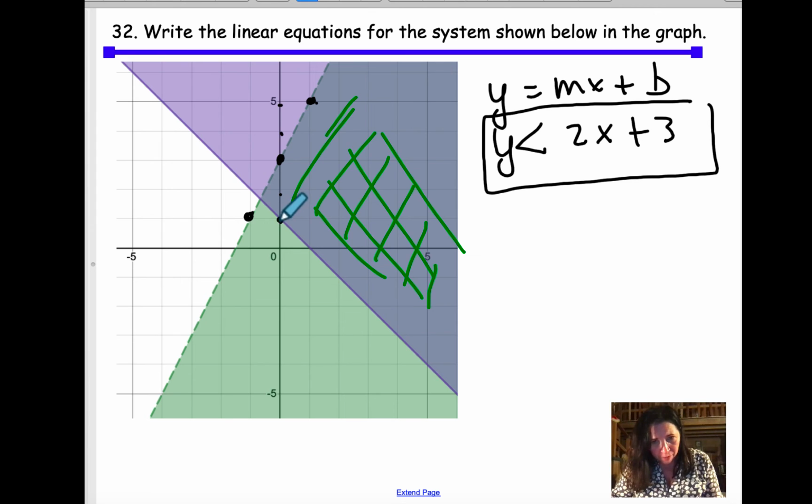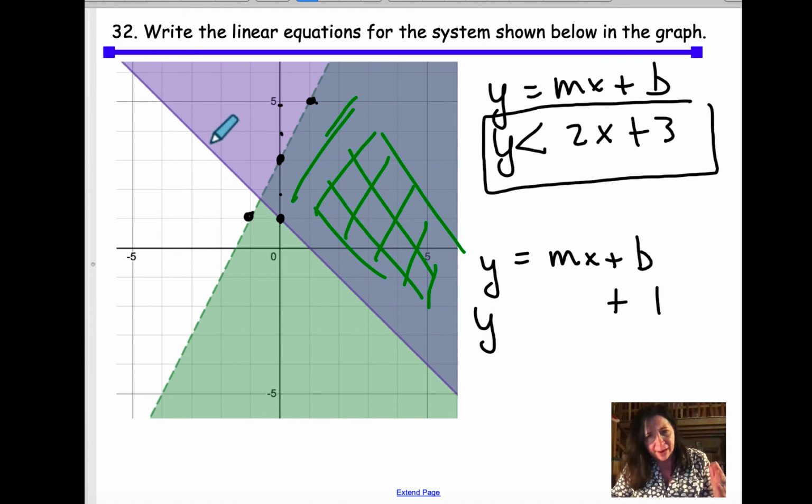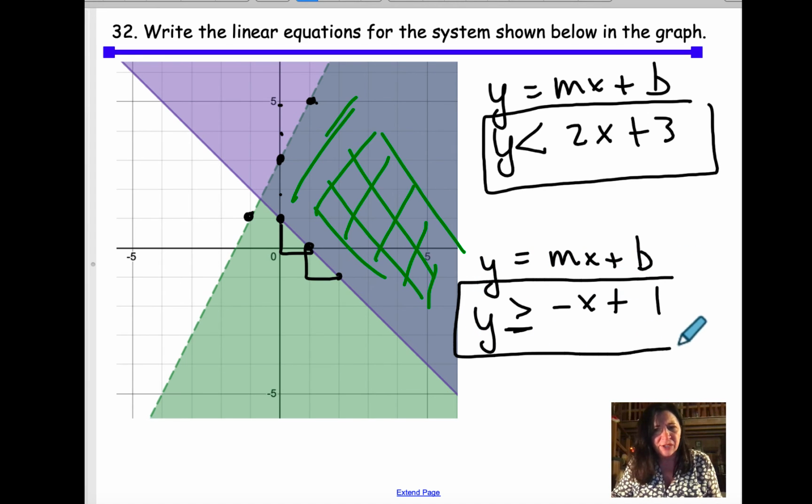It looks like I'm crossing at 1. So I start with y equals mx plus b. I'm crossing at 1. That value is here. It looks like for this line, it's solid, and it's shading above, right? So that's going to be greater than or equal to, solid line. I do have an x. Now I need my slope. So for this line, it looks like it's down 1 over 1. Yeah, it sure does. So my slope is negative x. So these are my two equations for my lines. You have to be able to do that.